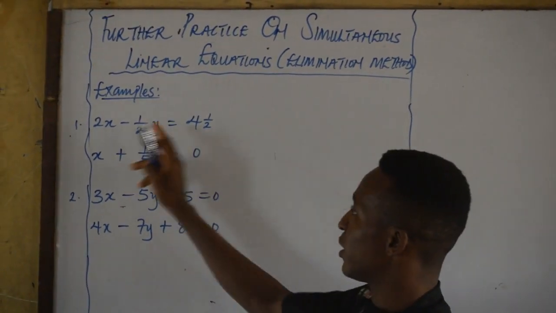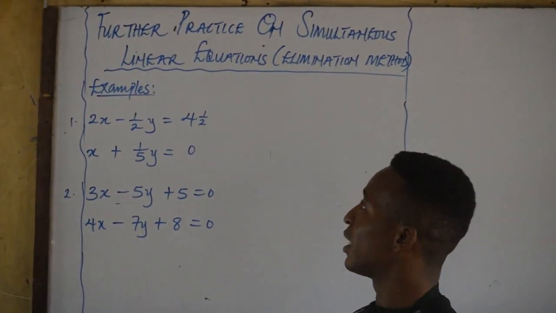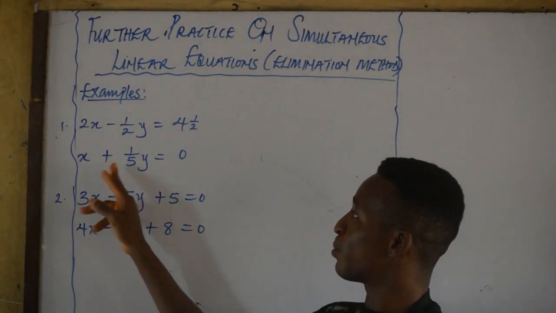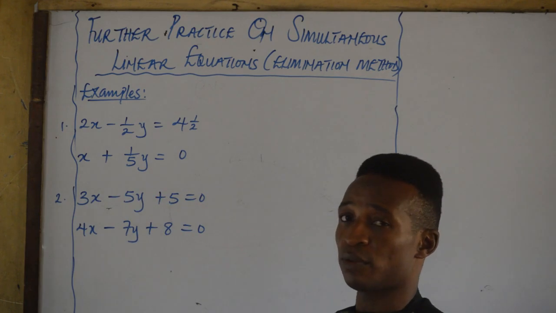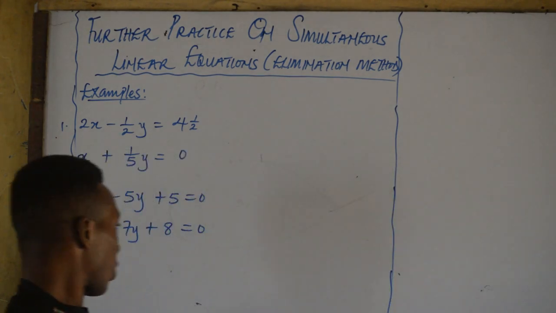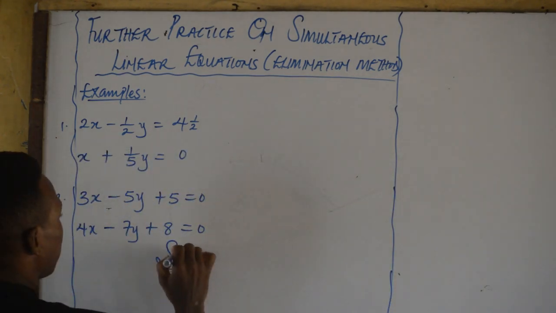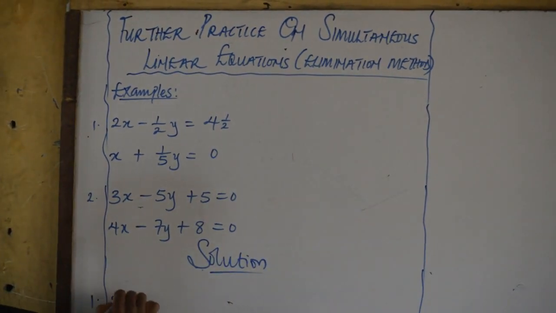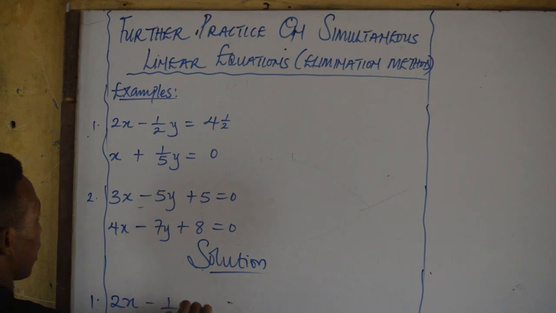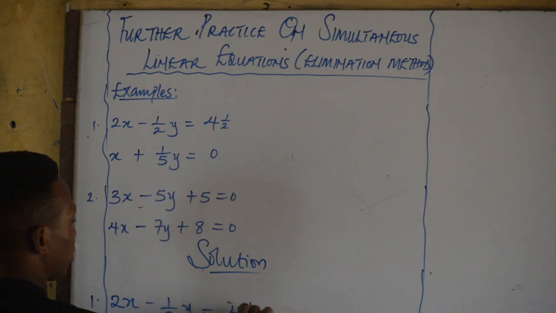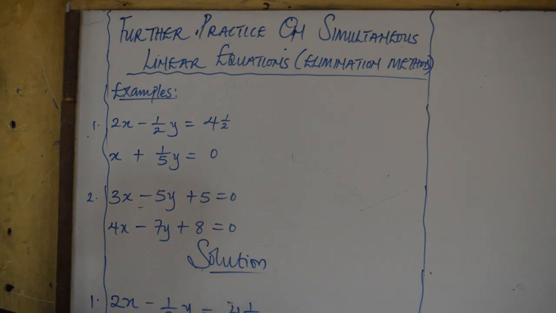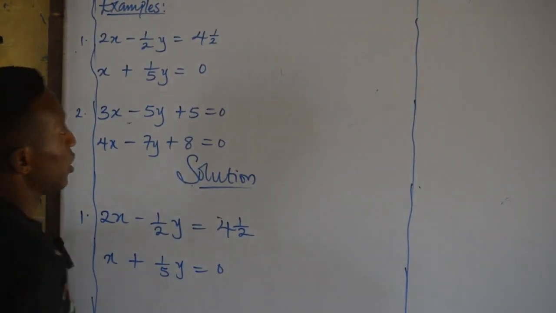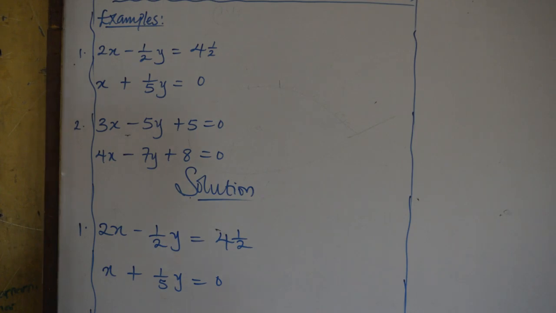For question 1, you have 2x minus 1 over 2y equals 4 number 1 over 2 for our equation 1. And we have x plus 1 over 5y equals 0 for our equation 2. So let's see the way we are going to evaluate it. We have 2x minus 1 over 2y equals 4 number 1 all over 2. Then we have x plus 1 all over 5y equals 0. So still working on the elimination method.